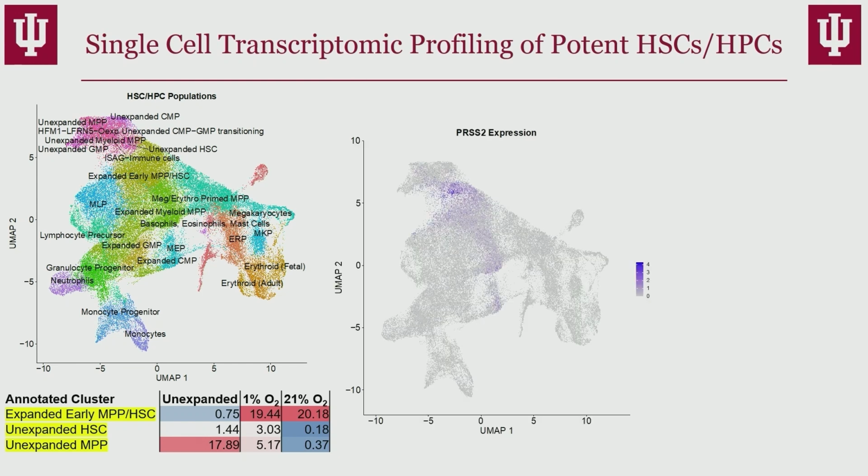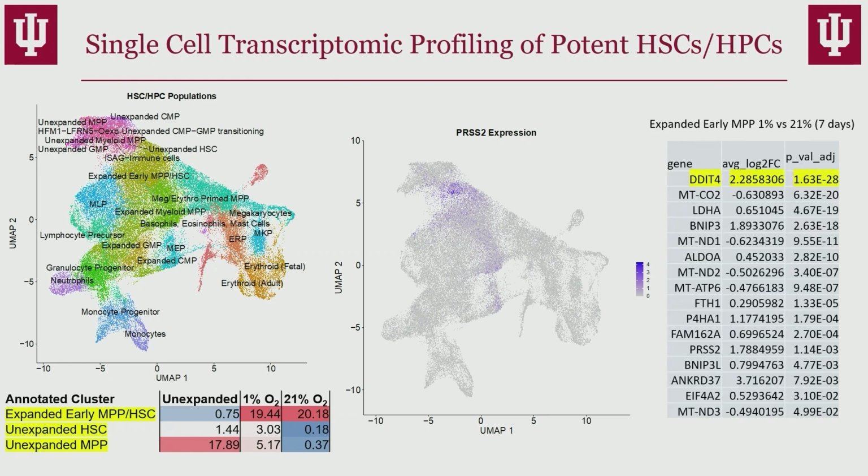And a lot of genes actually have popped out as being interesting in this. One of the ones that I'm particularly interested in is PRSS2 gene. That's very highly oxygen dependent and very highly enriched in these potent stem and progenitor cells. And then another couple of genes too, the one that I'm most interested in highlighted at the top, DDIT4, again, very highly oxygen dependent.